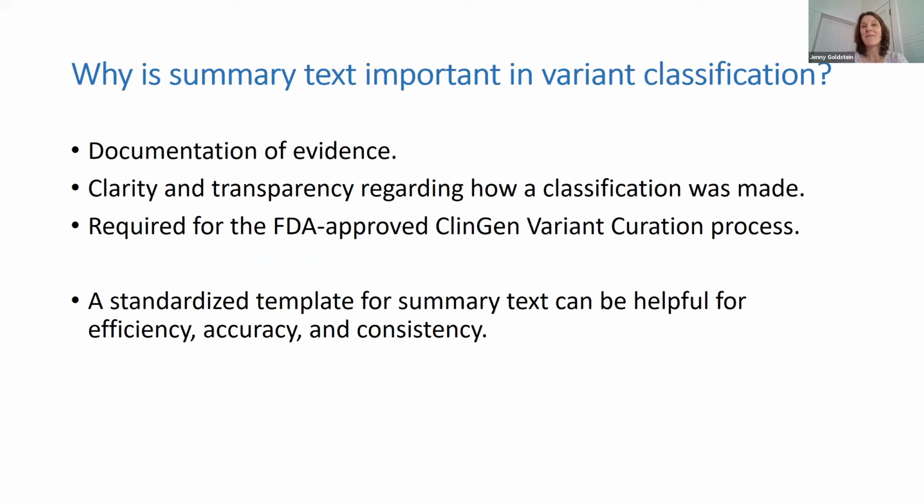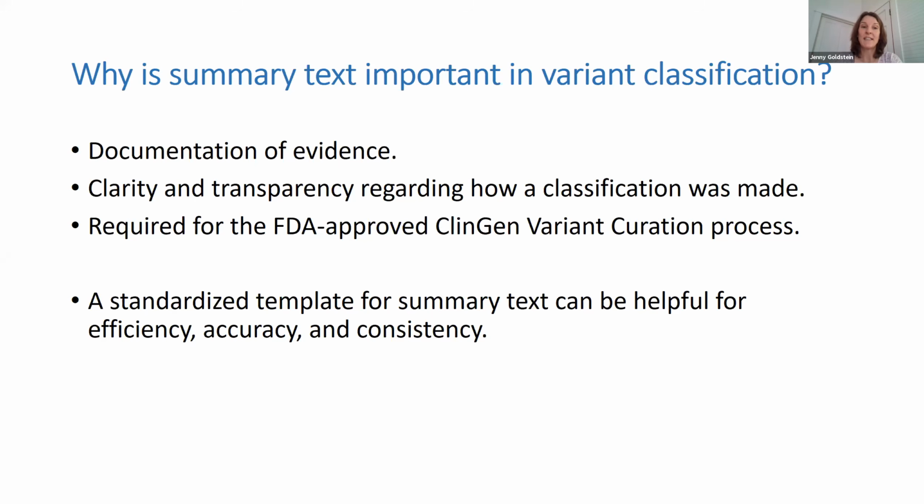So first of all, I'm sure many of you are aware why summary text is important in variant classification, but this really provides an opportunity for documentation of any evidence that you have collected that has gone into coming to the classification for that variant. And so by using summary evidence, it really provides you with an opportunity to provide clarity and transparency regarding how that variant classification was made, and to communicate all of that information to any reader or user of that information.